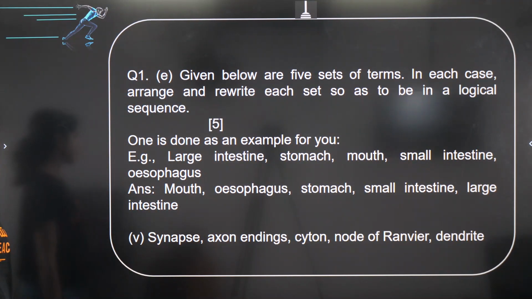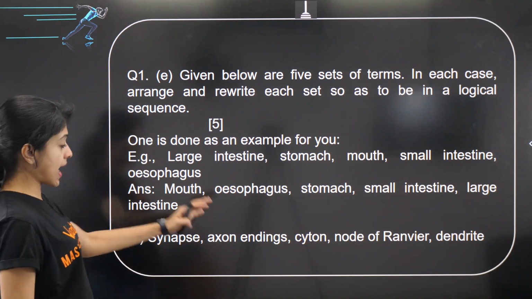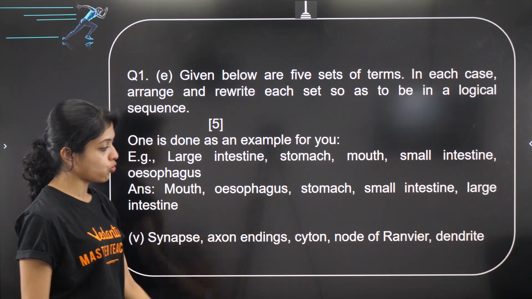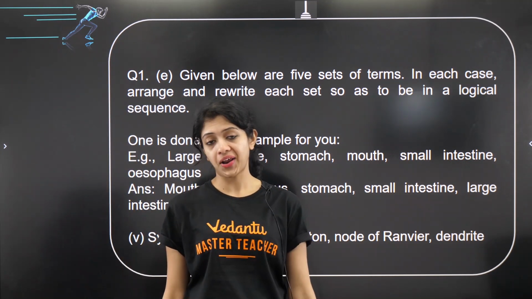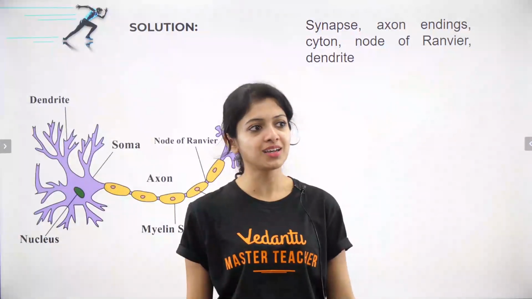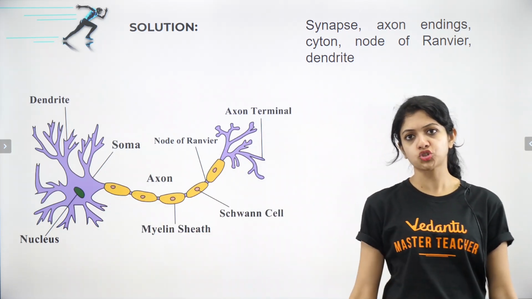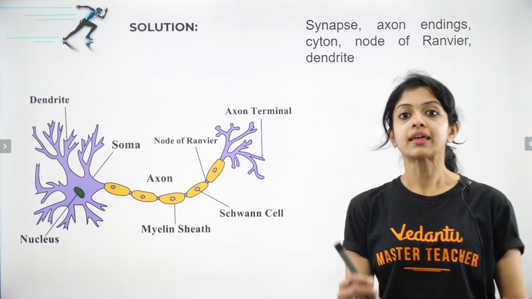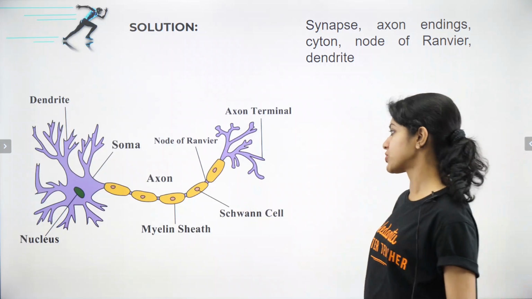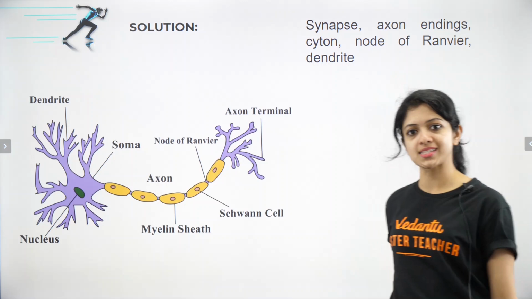All right, question number 5, or the sub question number 5. Synapse, axon endings, cyton, node of Ranvier, and dendrite. What are we talking about now? Yes, we are talking about the neuron. Remember what the neuron looks like. It's the structural and functional unit of your nervous system. This is what it looks like. How would you arrange this in a sequential order according to this diagram?